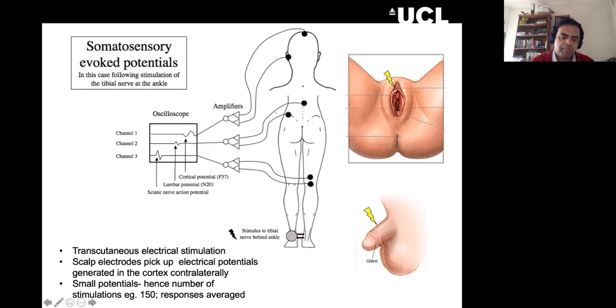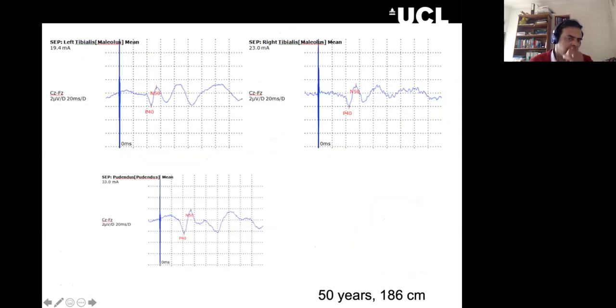And like with tibial SEPs, we have to record a number of responses and have an average response just because they're small potentials. And those of you who are familiar with the actual trace of a tibial sensory evoked potential, this is a 186 centimeter tall person, and this is his tibial SEP recorded from the left side, following left tibial nerve stimulation. You'll recognize the W-shaped configuration, and the first downward deflection around 40 milliseconds is particularly what we look at. This is the right tibial SEP.